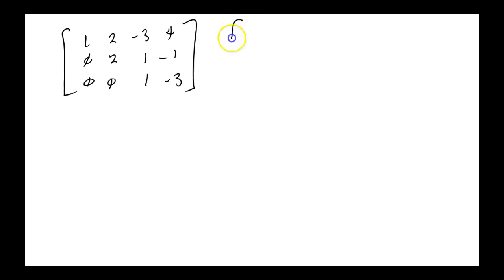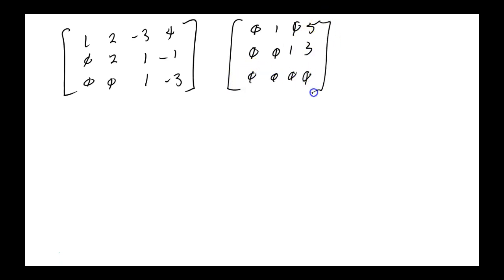All right, and here's another one. 0, 1, 0, 5, 0, 0, 1, 3, and 0, 0, 0, 0. Okay. First question, is it in row echelon form?